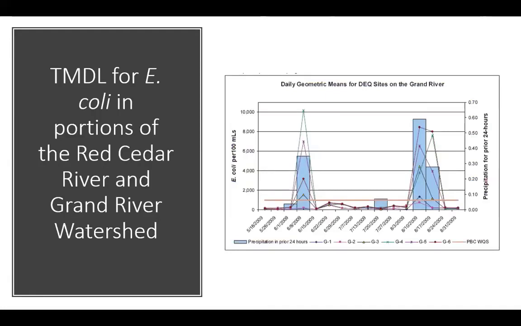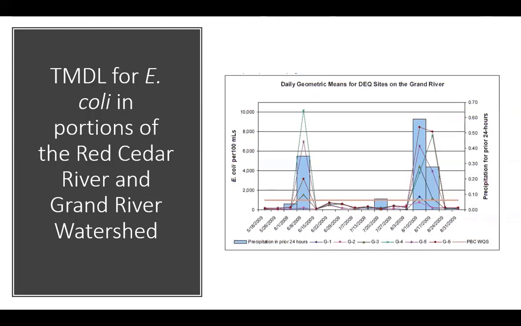So this figure here is from the TMDL for E. coli in portions of the Red Cedar River and the Grand River. And this looks at river quality from around Webberville to just west of Lansing. So it incorporates about 40 miles of river. And it looks at both tributaries and the main river, which is the Grand River.